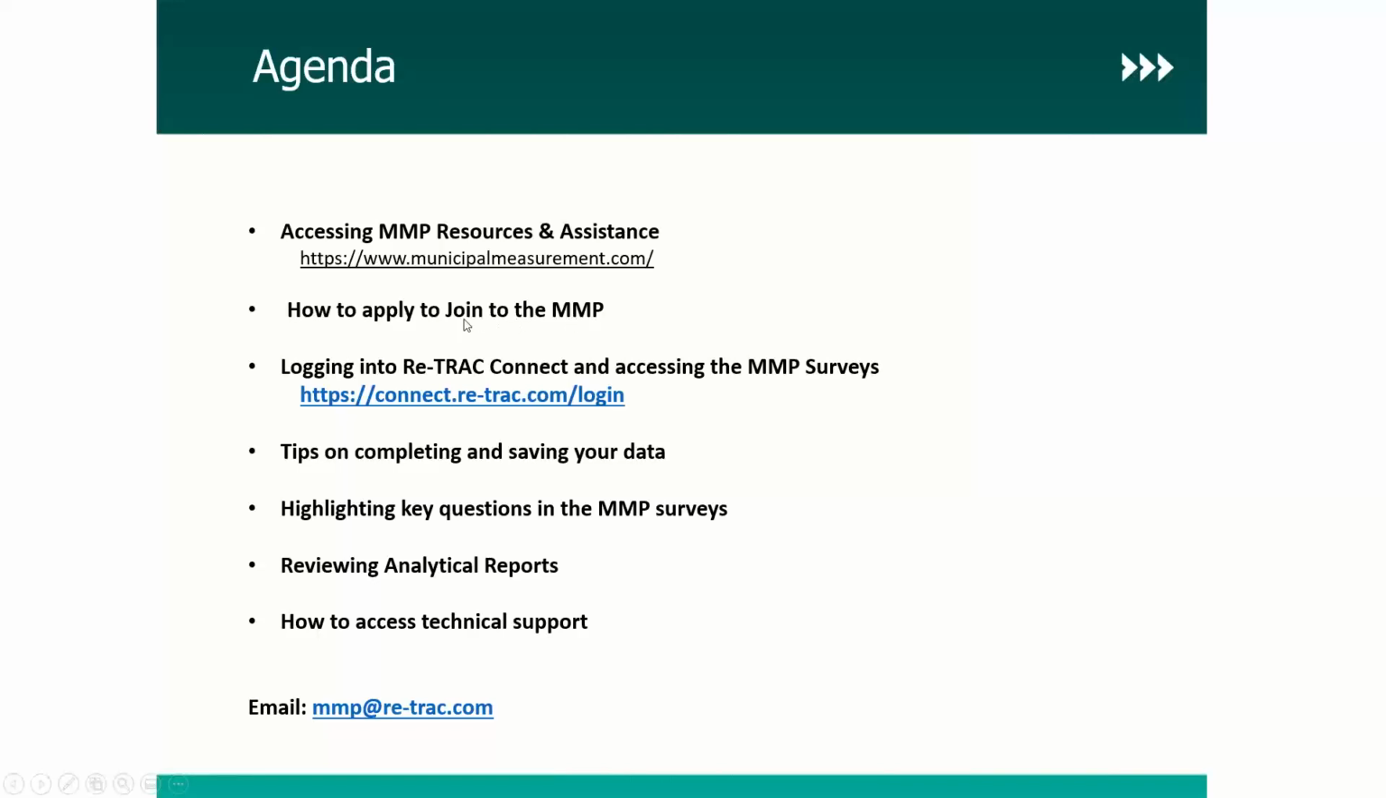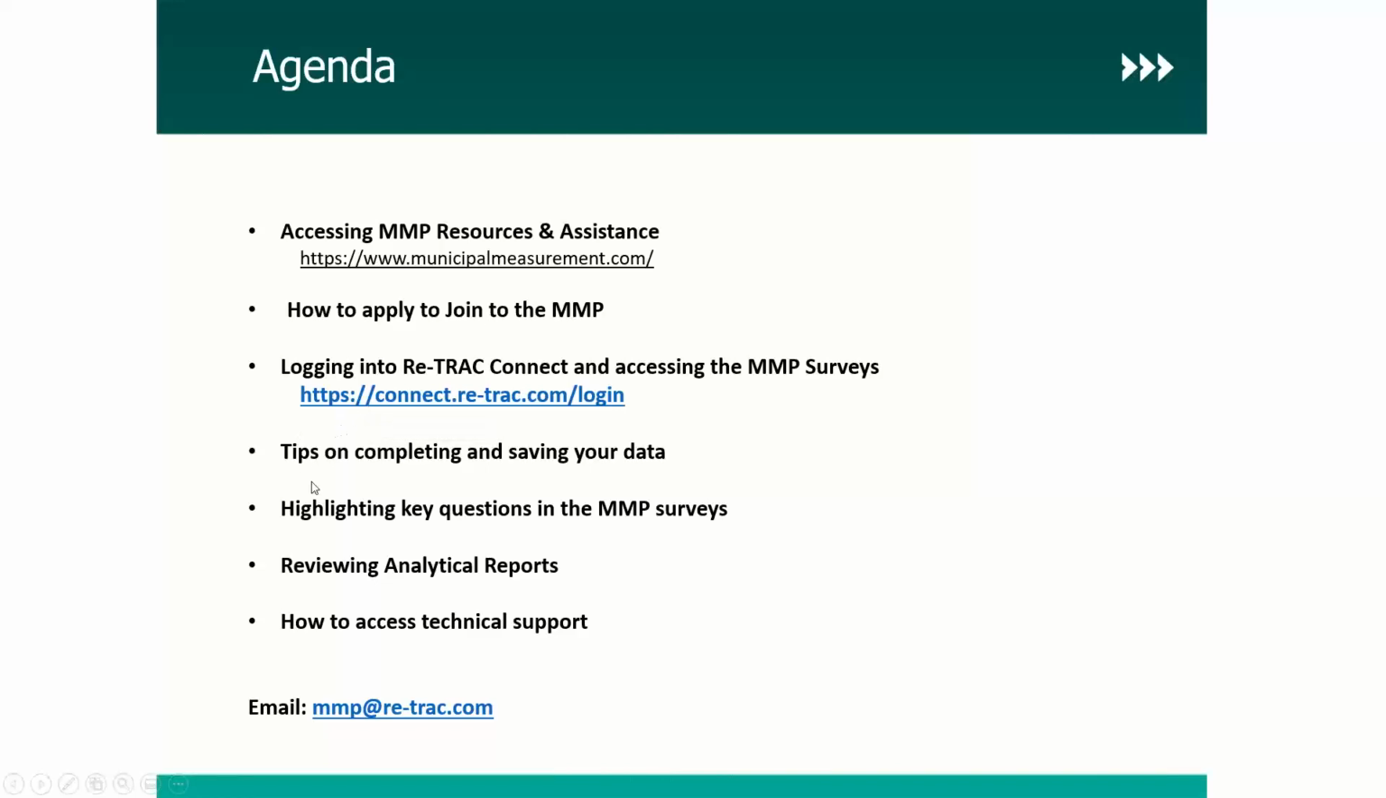Once you've applied for the MMP, your application will be reviewed and you will be approved based on the information provided, and you'll receive an email with a link to set up a password and create your Re-TRAC Connect account. So in this session today, I'm going to show you how to log into Re-TRAC Connect and how to access the MMP surveys.